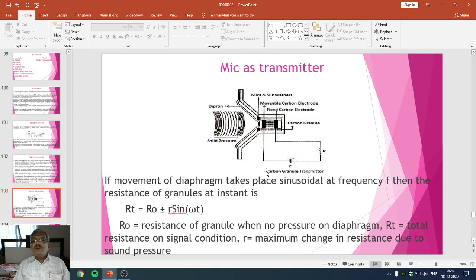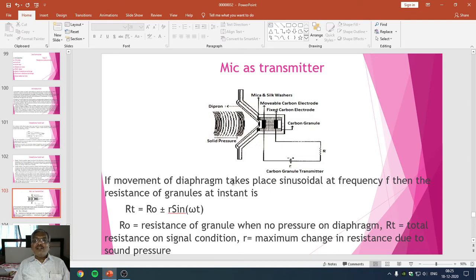So this is how the mic is going to work to transmit the acoustic sound signal into an electrical signal. Let us proceed further to understand the mathematical aspect of the same.